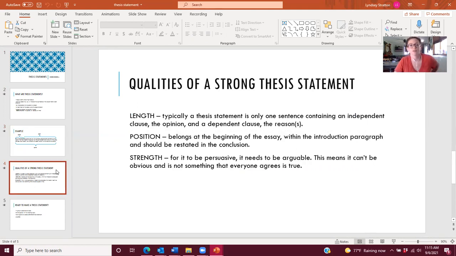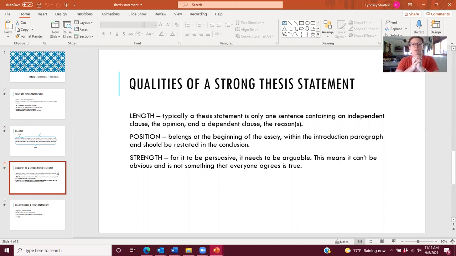So qualities of a strong thesis statement. The length is typically one sentence. However, depending on the length of your paper, it might be 2 or 3 sentences. It all depends. The position is going to go at the beginning of your essay, typically in your introductory paragraph or paragraphs, again depending on the length of your paper, and then it's going to be restated in your conclusion.